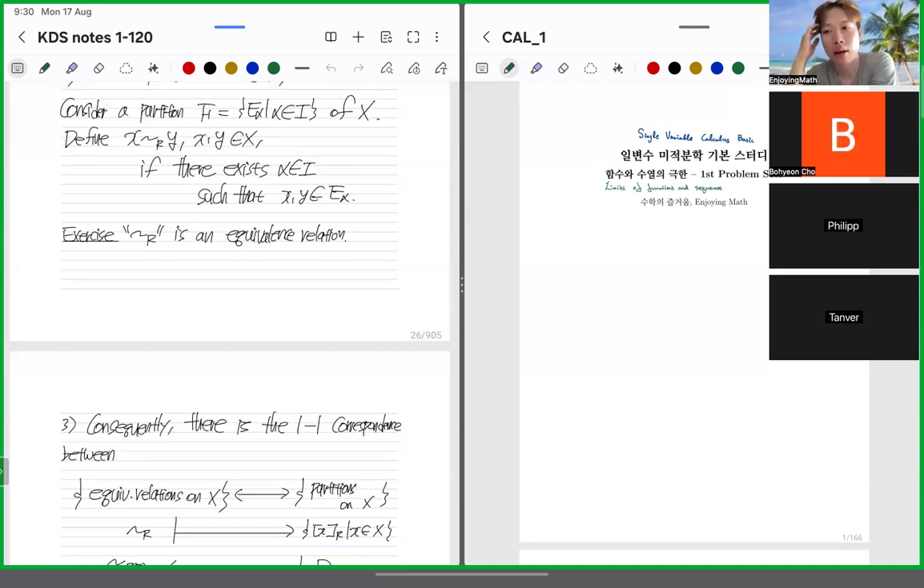Yeah, I get it. So this three-line is just how we define this relation. If we just exchange the places of X and Y, we just get Y comma X in E alpha, you mean?